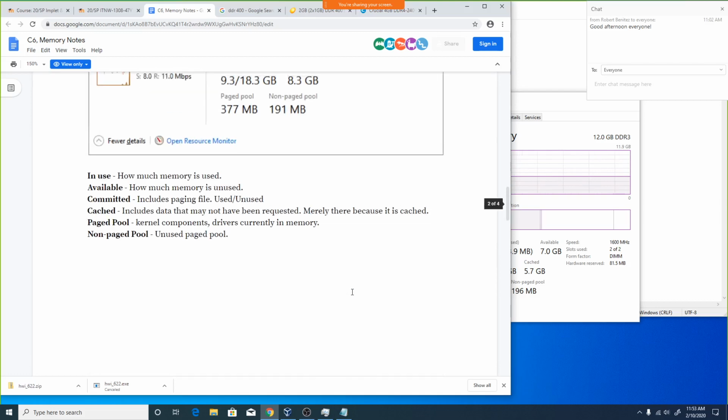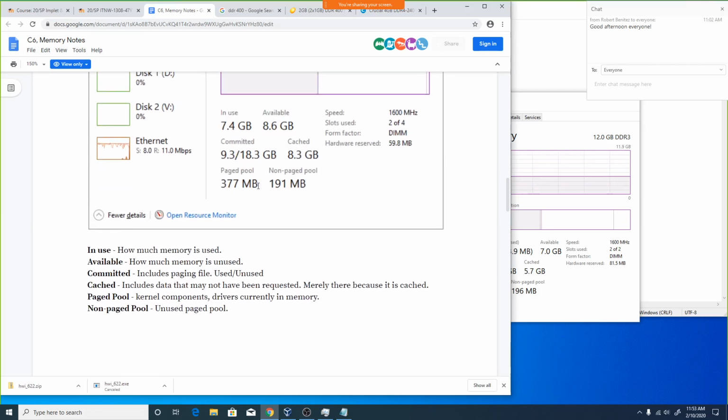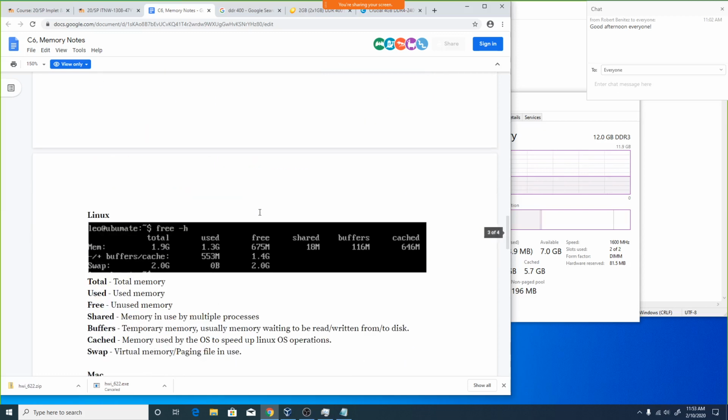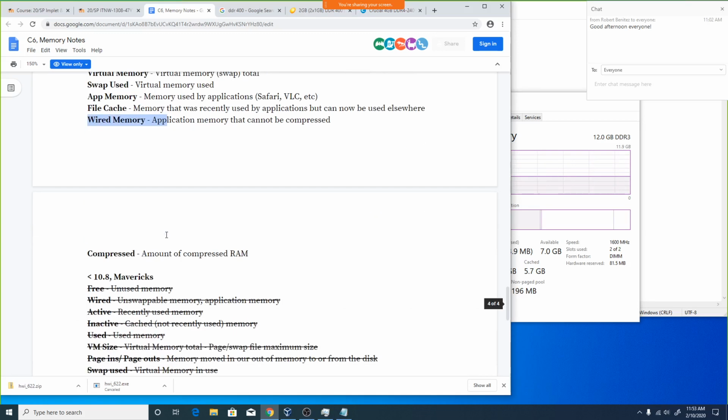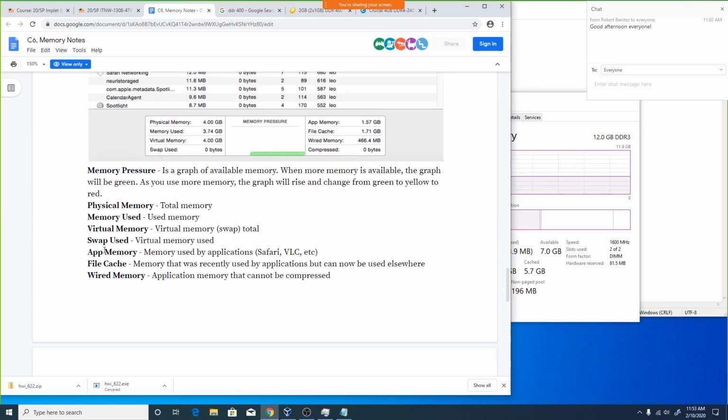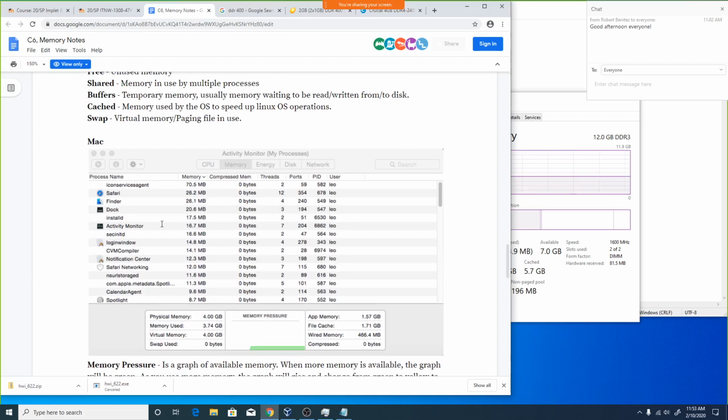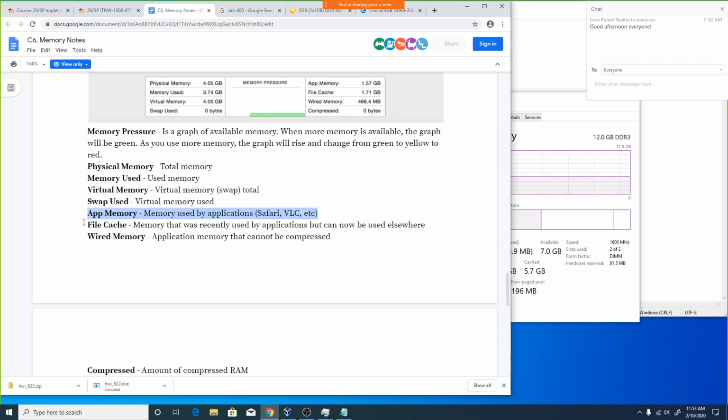So just like Windows had this paged pool and non-paged pool, this is the opposite of that. So app memory is the opposite of that paged pool. It's not the kernel. It's not kernel modules or drivers or anything like that. This is Safari, everything else. Finder, Dock, Activity Monitor, all that.